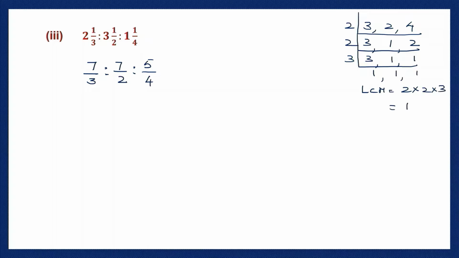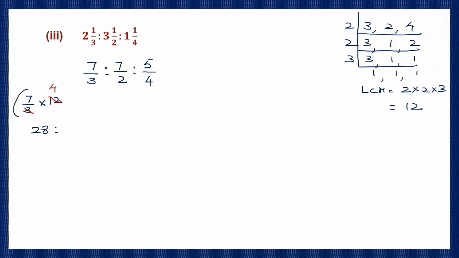2 2s are 4. 4 3s are 12. Now we're going to find the ratio. So we take each one, take the first fraction, 7 by 3 into 12. So I'm going to cancel 3 into 4. So that becomes 7 4s are 28. So I have 28 as my first number in the ratio.